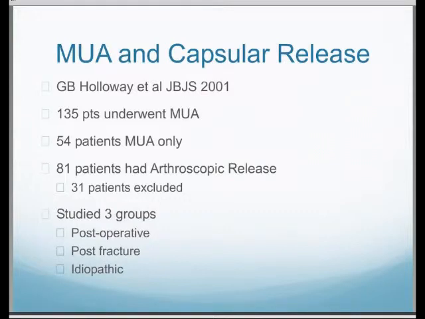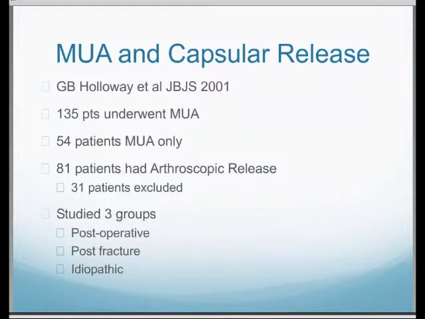And 81 patients had arthroscopic release, and they excluded 31 patients. So out of those 50, they divided them into 3 groups. The post-operative people, so those were people who had a stiff shoulder after they'd had a biceps repair or a rotator cuff repair, or some kind of shoulder operation. There were people who had had a recent fracture that had been treated, and idiopathic adhesive capsulitis.